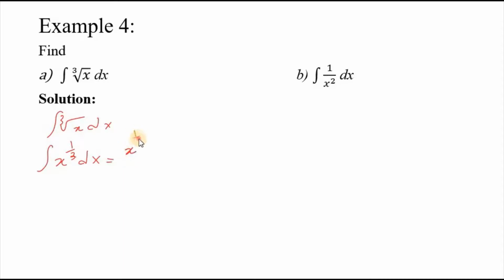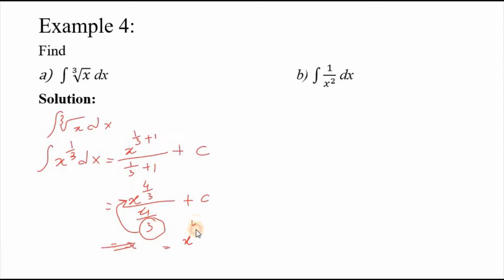So that is x^(1/3 + 1) over 1/3 + 1, plus the constant. So this becomes x^(4/3) over 4/3 plus c. Again, I can take this denominator and turn it into a numerator because it's a denominator in the denominator. So this will become x^(4/3), and here is the 3/4, plus c.